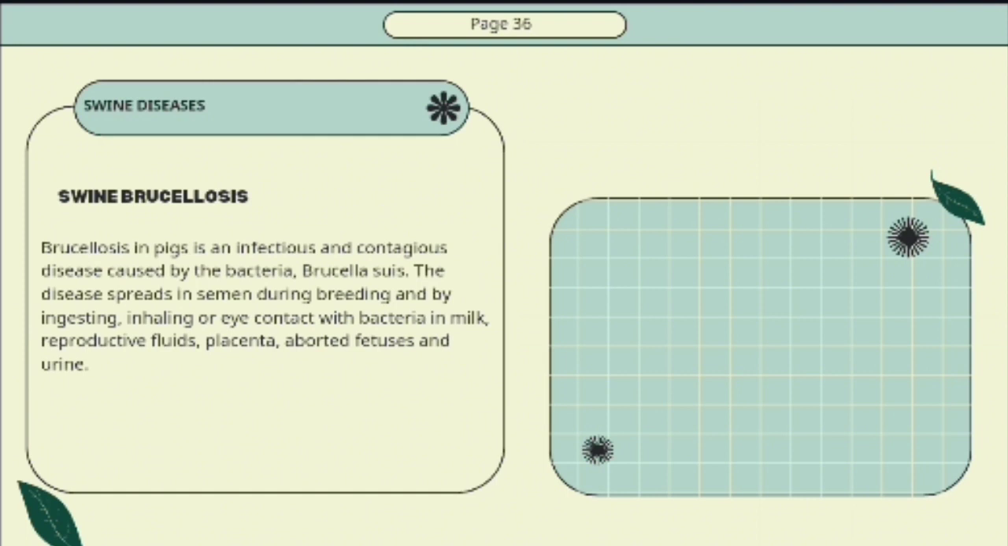It is an infectious and contagious disease in pigs caused by the bacteria Brucella suis. The disease spreads in semen during breeding and by ingesting, inhaling, or eye contact with bacteria in milk, reproductive fluids, placenta, aborted fetuses, and urine.